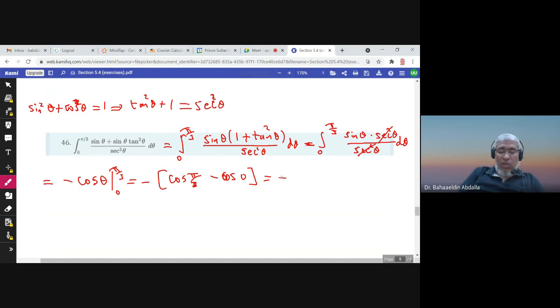So what is cosine pi over 3? I think it is just half. So this is half. And cosine 0 is just 1. You can always use the calculator to check. So it's 1. So half minus 1 is negative half times negative. So the answer is just half.